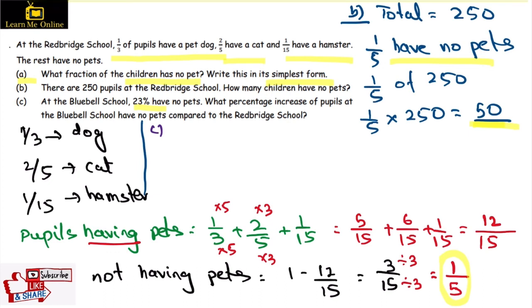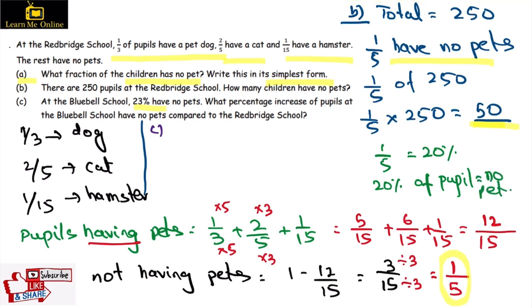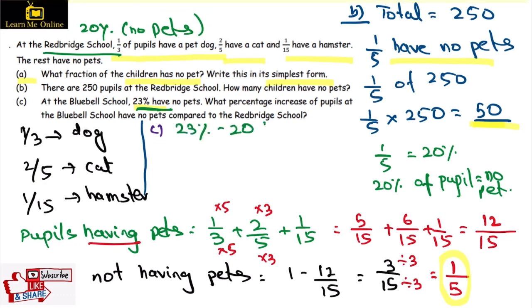Because this is given in percentage form, I'm going to change this into a percentage as well. So we know that 1/5 is the same as 20%. So there are 20% of pupils with no pets. This is 23% at Bluebell, and at Redbridge School there are 20% with no pets. Now you need to find the difference. The difference is 23% minus 20%, and that would be 3% more. So in the other school, Bluebell School, 3% more pupils have no pets compared to Redbridge School.